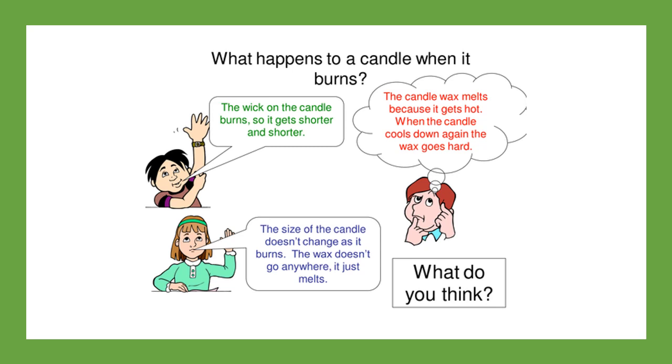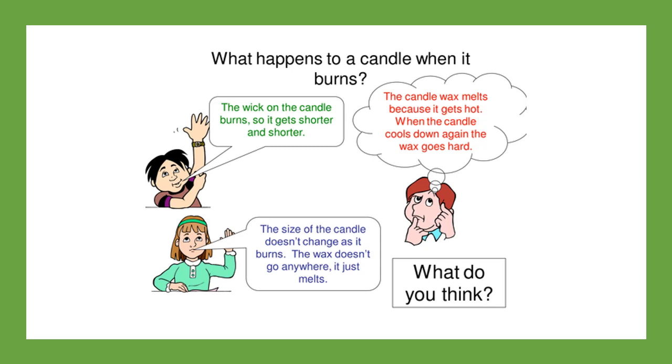This boy says that the wick on the candle burns, so it gets shorter and shorter. The girl in the blue dress says that the size of the candle doesn't change as it burns. The wax doesn't go anywhere, it just melts. And there's another boy who says that the candle wax melts because it gets hot. When the candle cools down again, the wax goes hard.